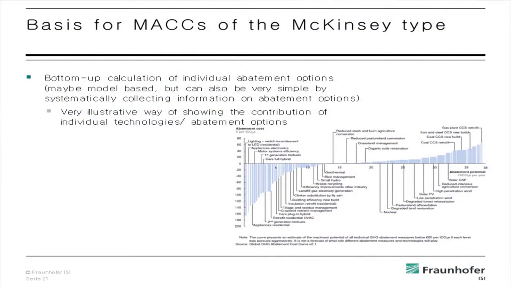What's the basis for those marginal abatement cost curves of the McKinsey type? I called them like that, but we could also call them technology-based. Basically, we have a collection of many different abatement technologies. And then we try to order them in an illustrative way to show us the potential and the related costs.